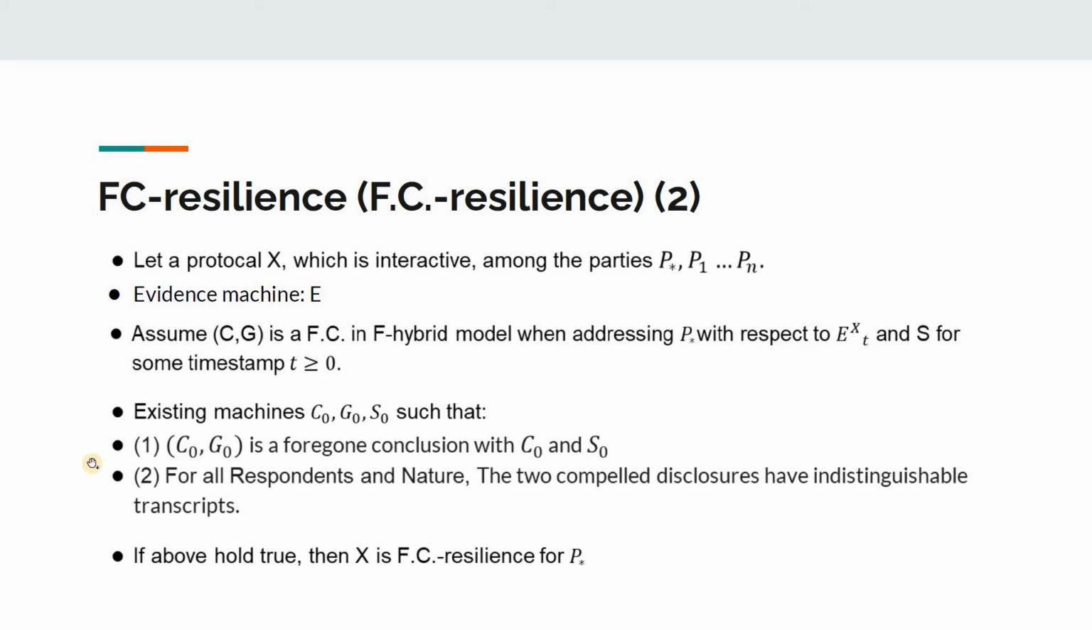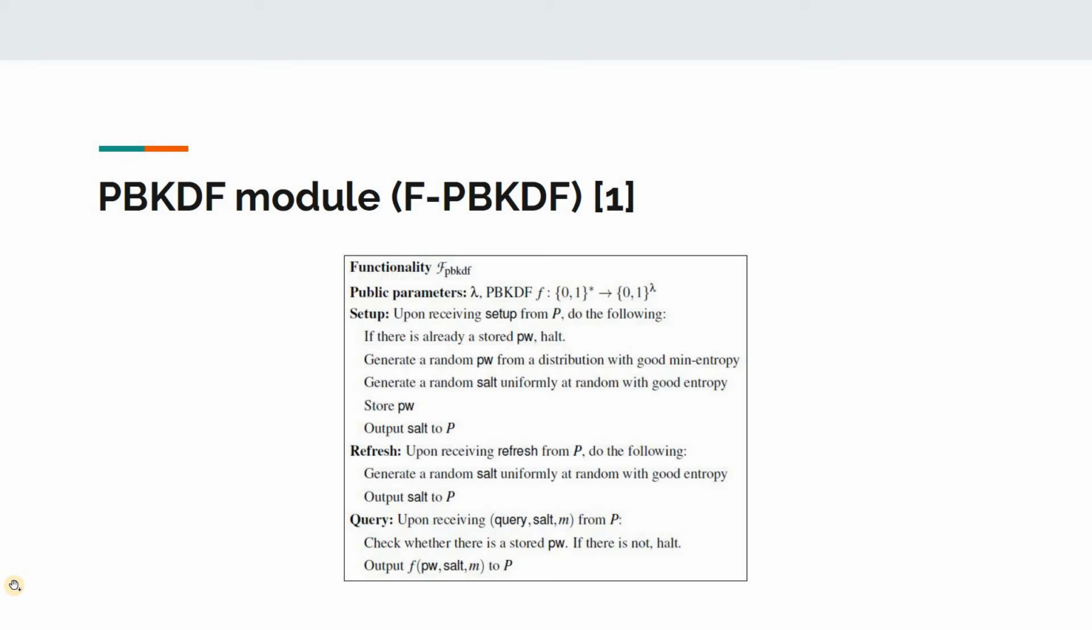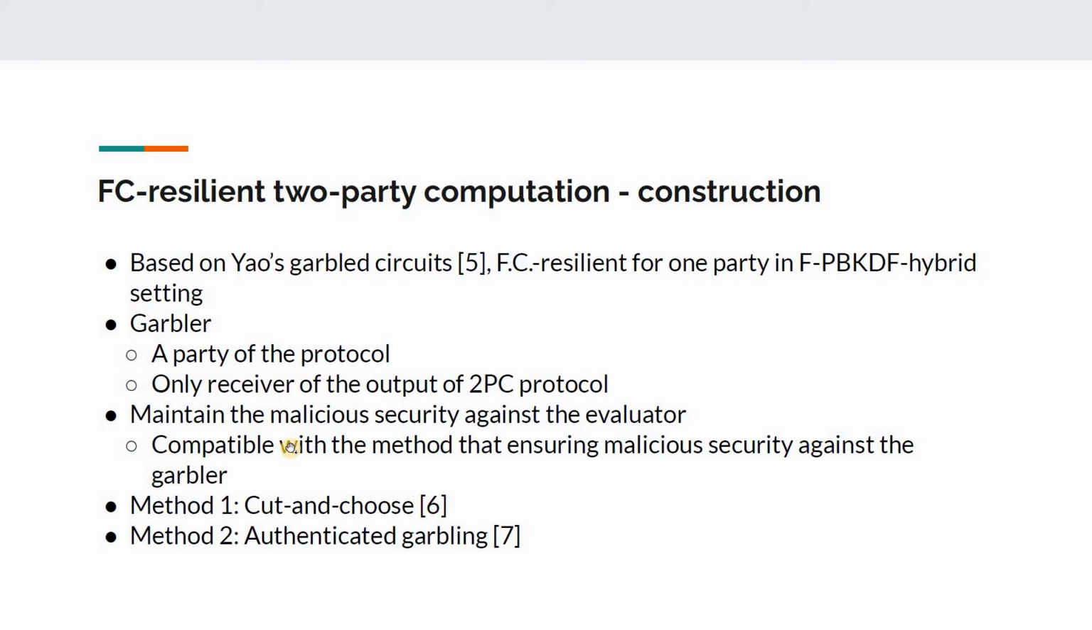So we have mentioned a lot of things here. If we want to prove that X is FC resilient for P star, then the things mentioned here should hold true so that it can achieve the target we want. So we are finishing the definition of FC resilience, and you can see a slide we call the PBKDF module, which I will write as here afterwards, because we will use this in the construction of the protocol in the next slide.